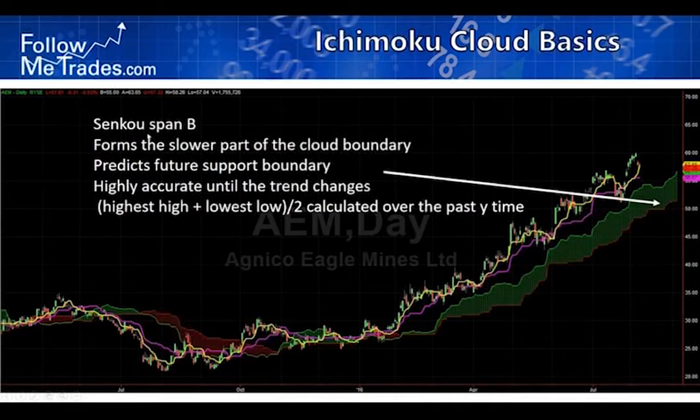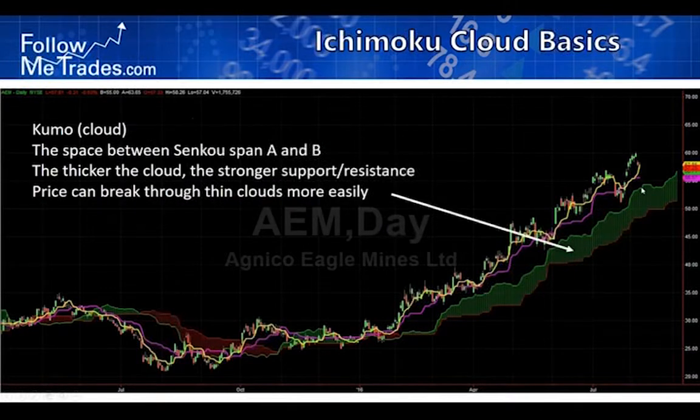And then the next element is Span B, which is the slower part of the cloud boundary. That takes the highest high and the lowest low over a period longer than the look-back period. And then there's the cloud, the Kumo. This is the space between Span A and Span B. It's a shaded region. And what's really cool here is that it's projected several bars out into the future. So it's a predictive indicator rather than a purely lagging indicator. It's being calculated based on historic data, like all indicators, but it's predicting a support or resistance area.